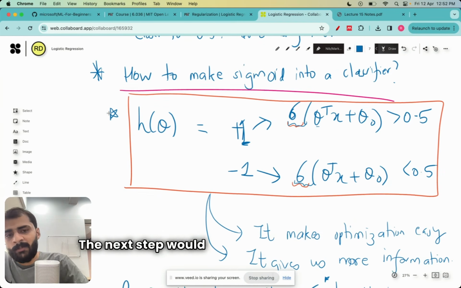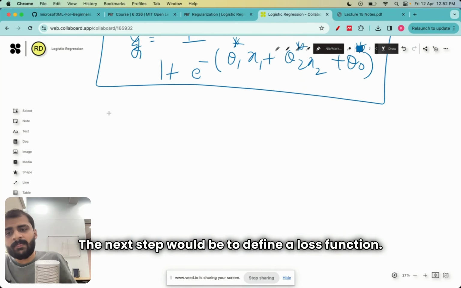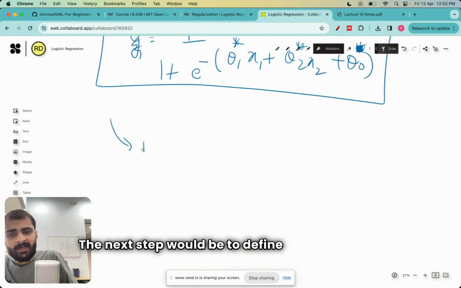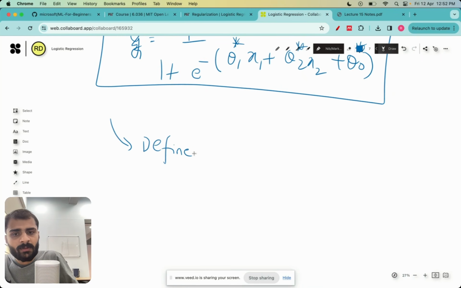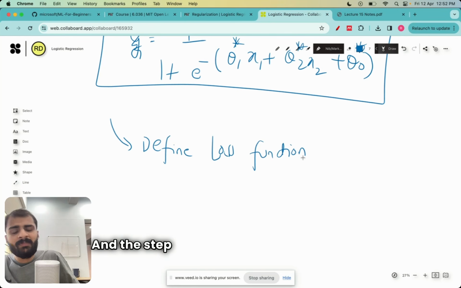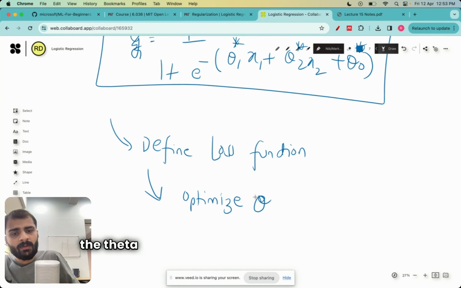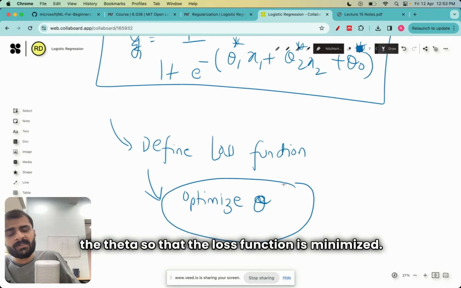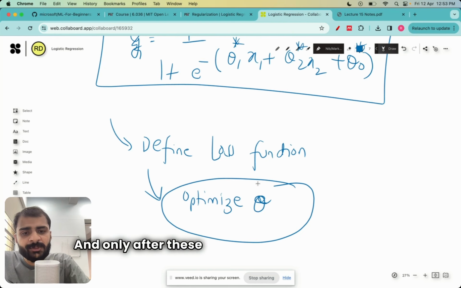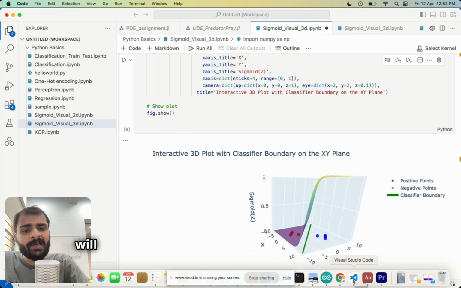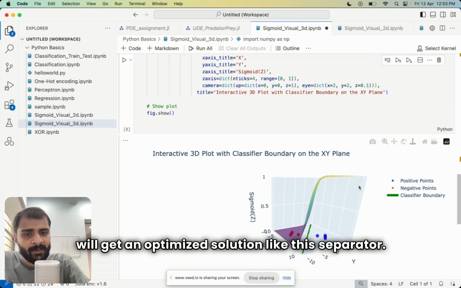The next step would be to define a loss function, and the step after that would be to optimize the theta so that the loss function is minimized. And only after these two steps are completed, we will get an optimized solution like this separator.